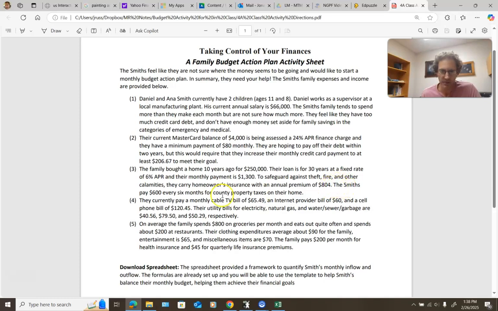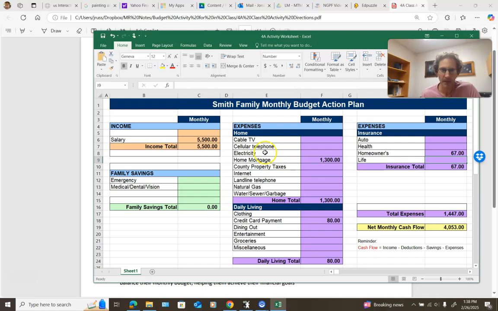Okay, furthermore, it says the Smiths pay $600 every 6 months for county property taxes on their home. Okay. So they basically, every 6 months, right? So if you divide this amount by 6, then you're going to get $100. So they're spending $100 per month on property taxes. So we're going to input that. County property taxes is $100 a month. And let's see.